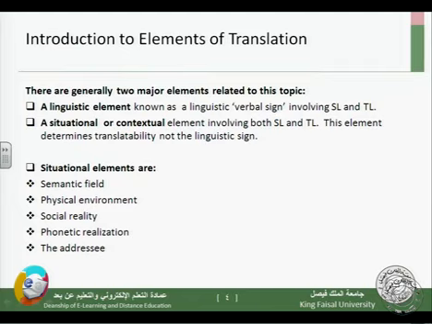Now, what concerns us from this particular point is the situational element, because this element determines translatability, not the linguistic aspect of it. Now, the situational elements of translation are, very briefly, semantic element or semantic field, physical environment, social reality, phonetic realization, the addressee. Now, all these points will become clearer to you by the end of the lecture when we go through each element separately.